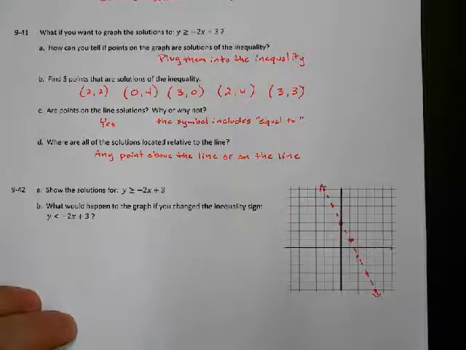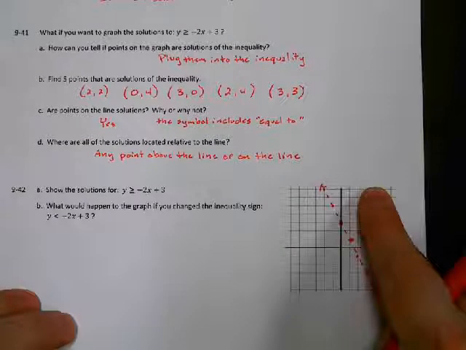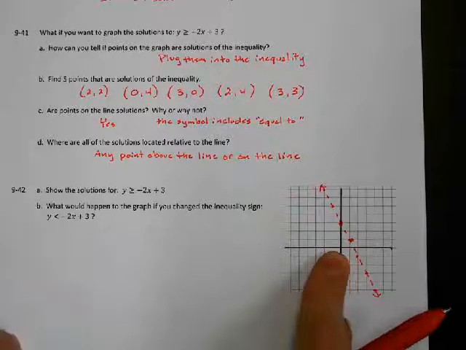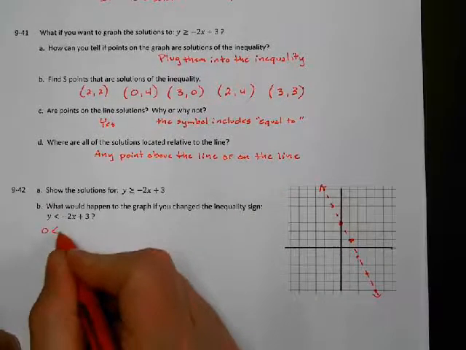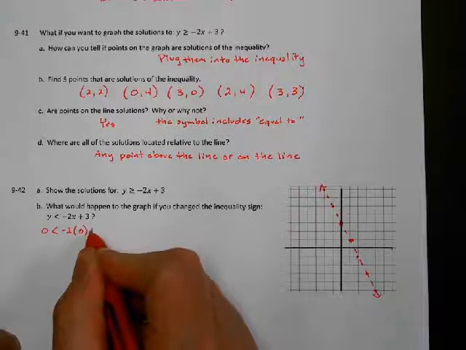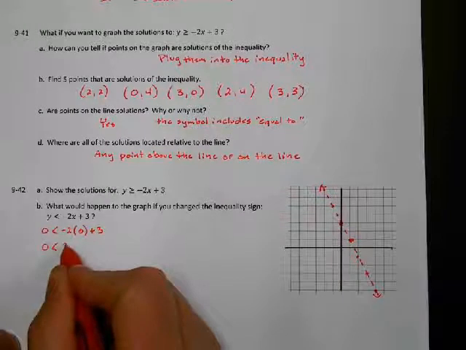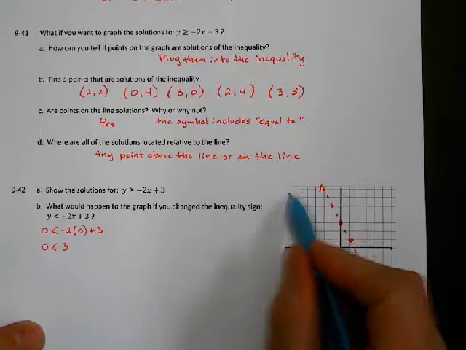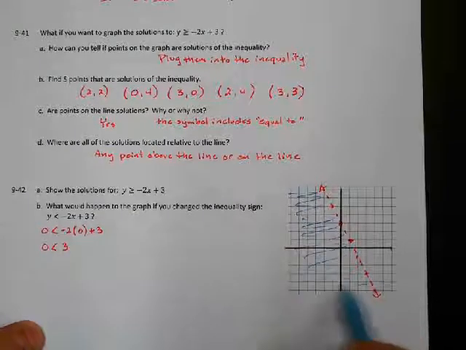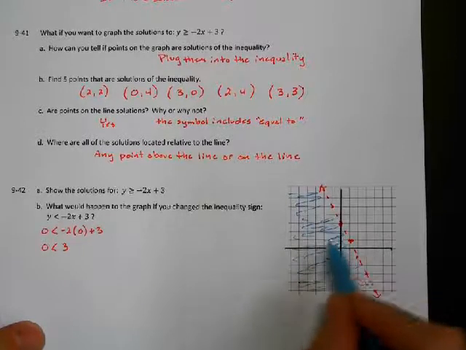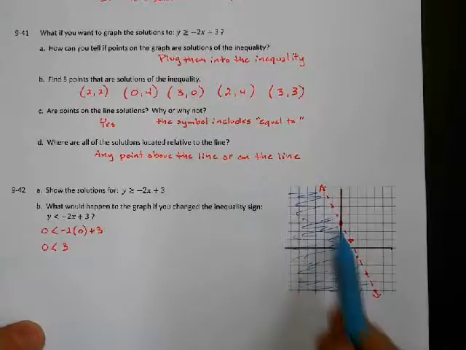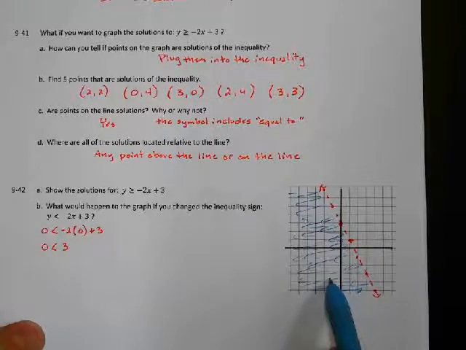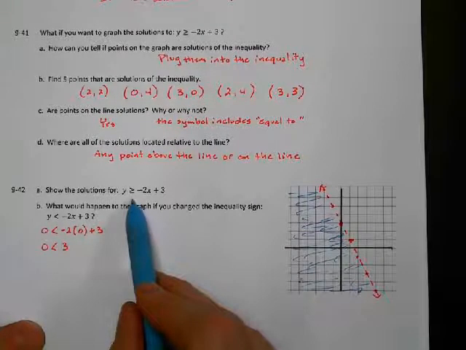So where are the solutions? Are they above the line or are they below the line? Well, let's plug in 0, 0. I always like to plug in that one because it's easy. So if I plug in 0, 0, I get 0 is less than 3, and 0 is less than 3. So that tells me that all of my solutions are below this line, but not on the line itself. So dotted line, those are not solutions. Shaded area, those are the solutions. So it's basically the opposite of the solutions of this previous one here.